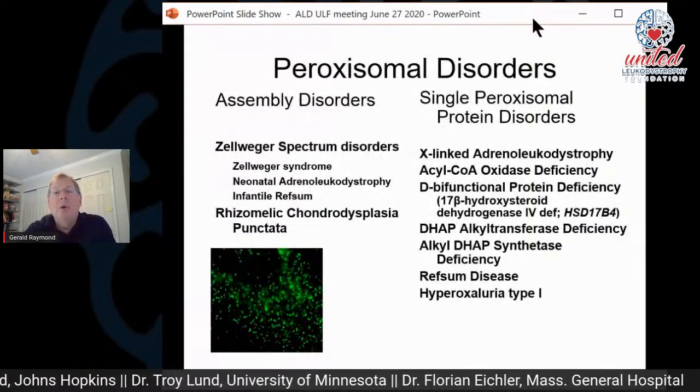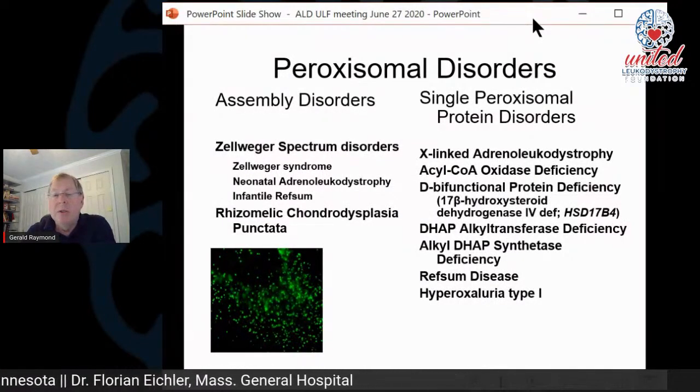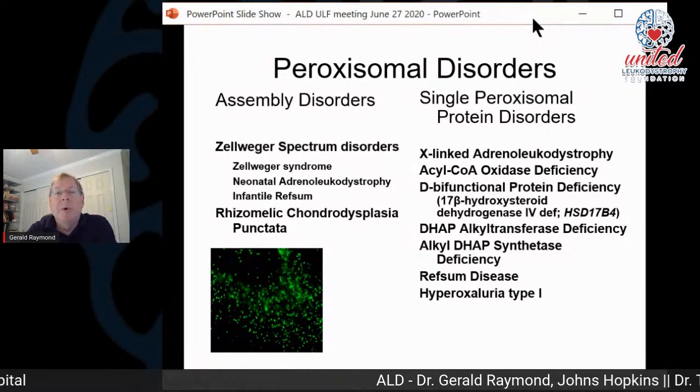Just to be clear, adrenoleukodystrophy is one of the peroxisomal disorders. It's actually the most common peroxisomal disorder. It falls into this group we refer to as single peroxisomal protein disorders.